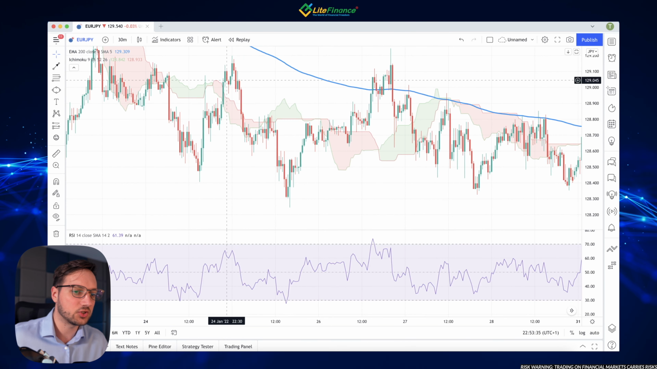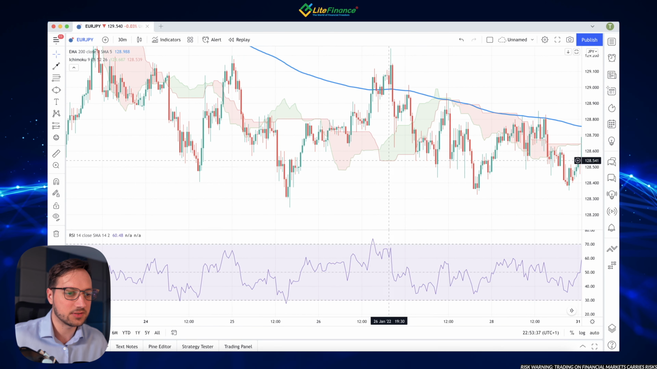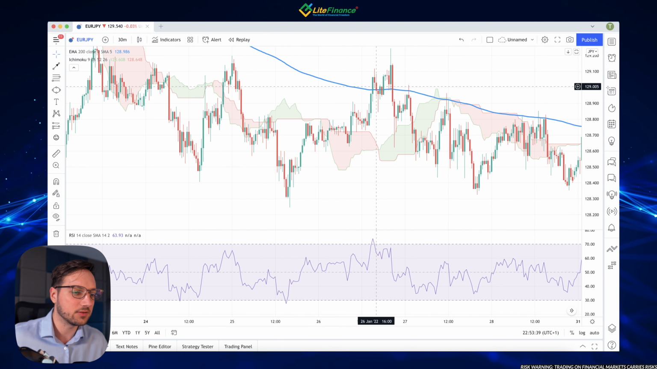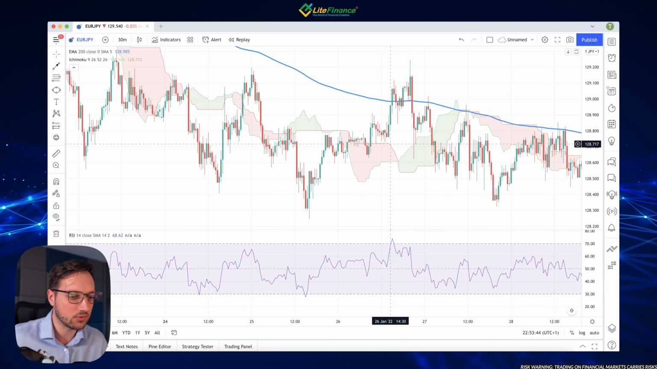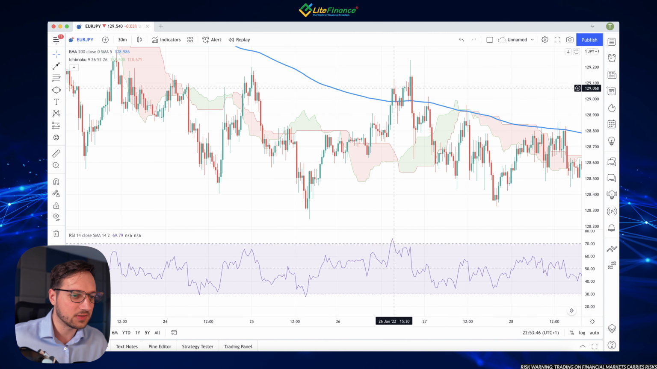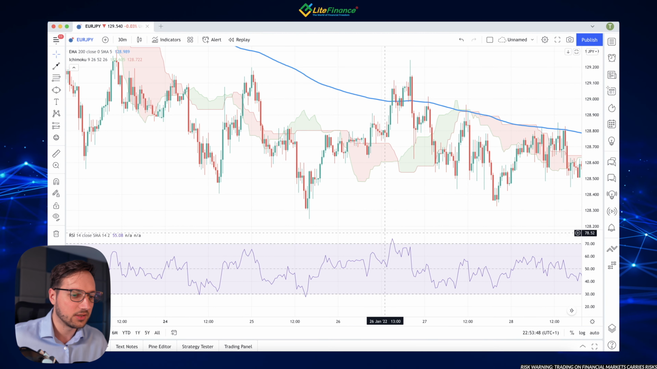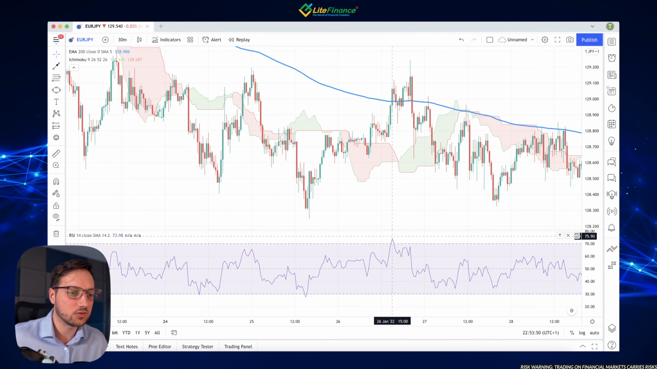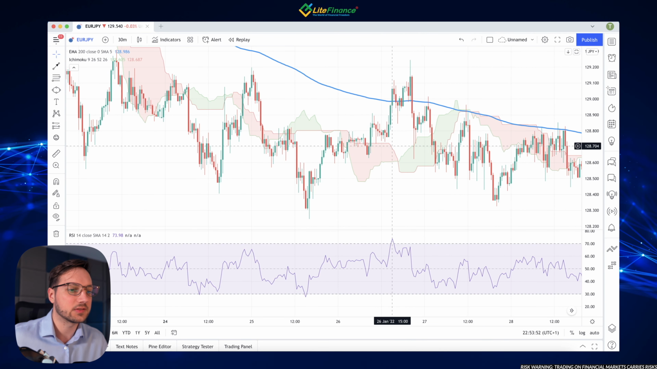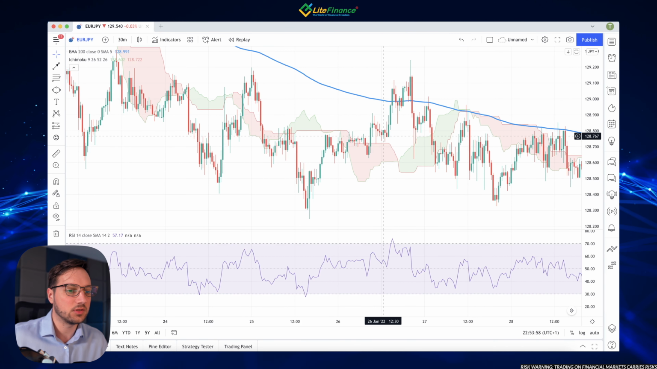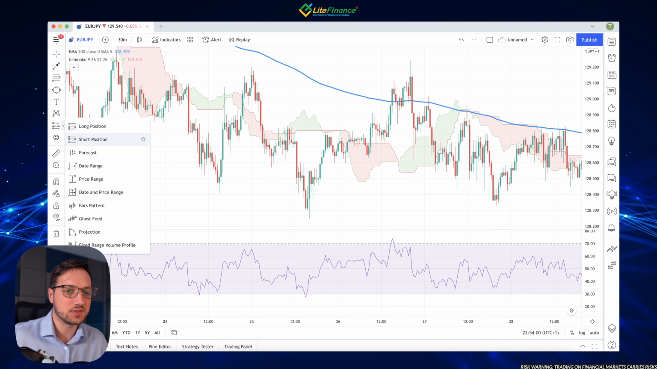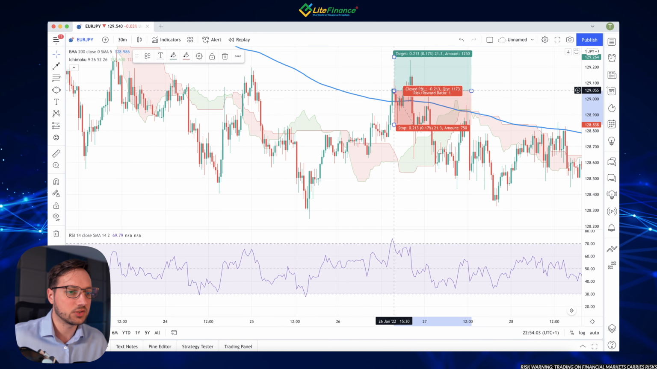The Kumo Cloud is constantly changing its colors. The price is moving around the 200 period moving average, and for example over here the price is above the 200 period moving average. The RSI shows us the overbought zone, but the Kumo Cloud is red, therefore we are not entering, and it would be a good call, because even if we set, you can see that it would be a losing trade.